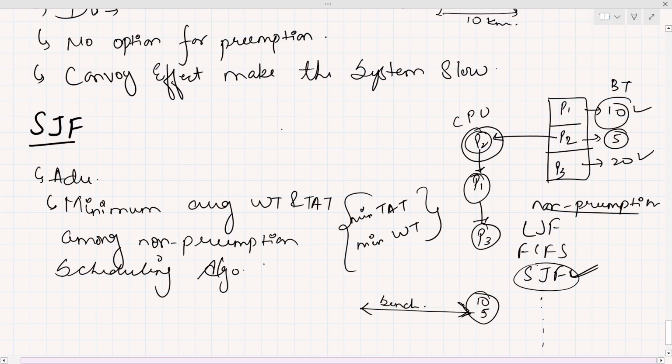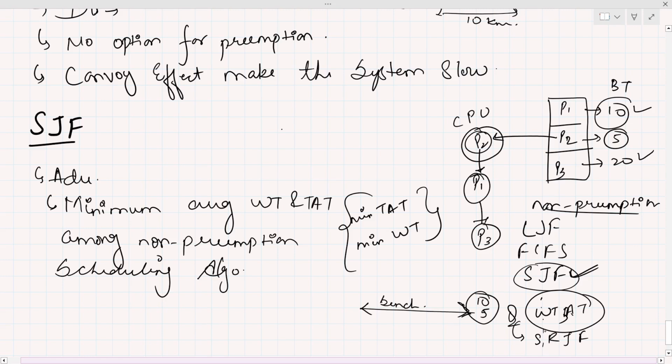Because if we talk about preemptive scheduling algorithms, then we have SRJF, shortest remaining time first, which gives us a minimum TAT and minimum WT for the preemptive case. If a question arises like this: who gives us the minimum waiting time and turnaround time among non-preemptive and preemptive scheduling algorithms, then you have to say SRJF, shortest remaining time first. SRJF is the correct answer for this question.